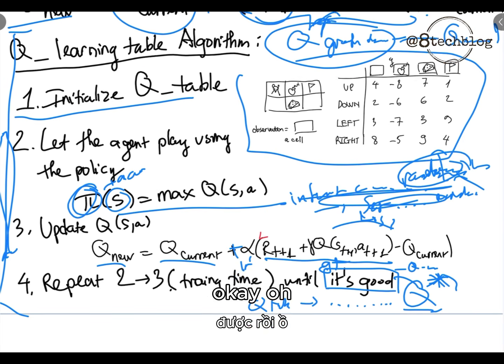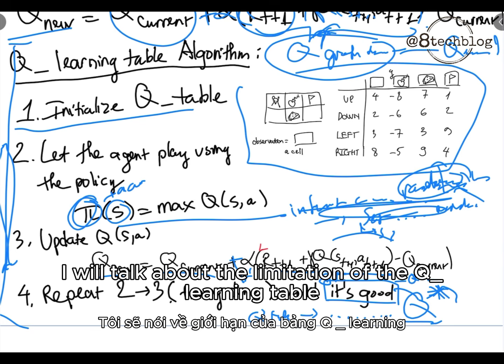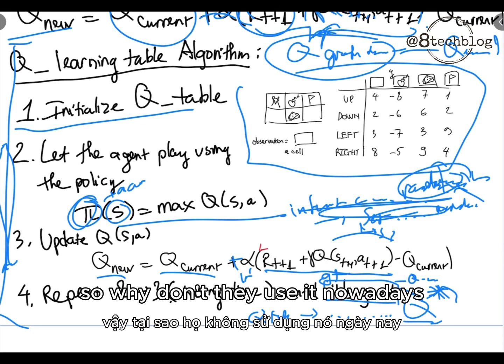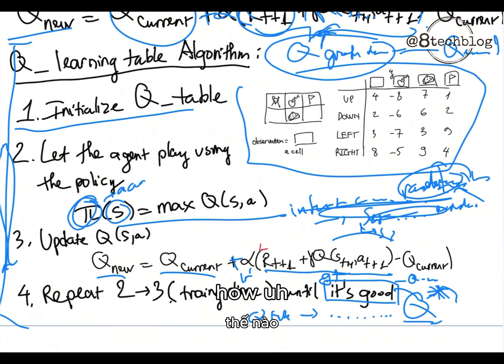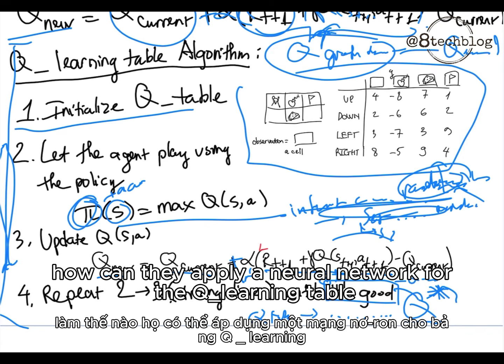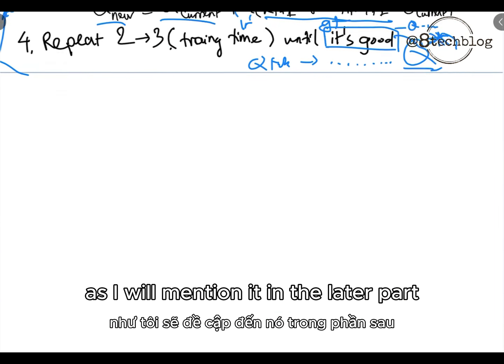Okay. In the next part, I will talk about the limitations of the Q learning table. So why don't they use it nowadays? What are the limitations and how can they fix them? How can they apply neural networks to the Q learning table? I will mention it in the later part.